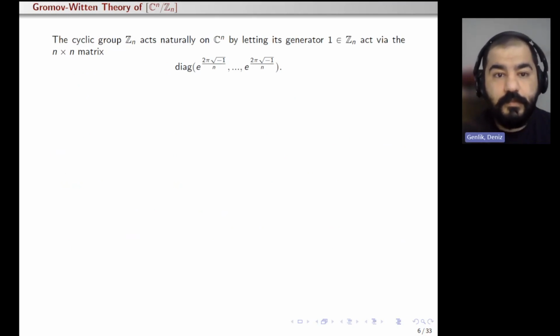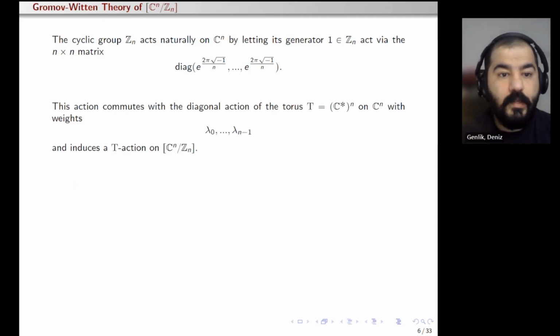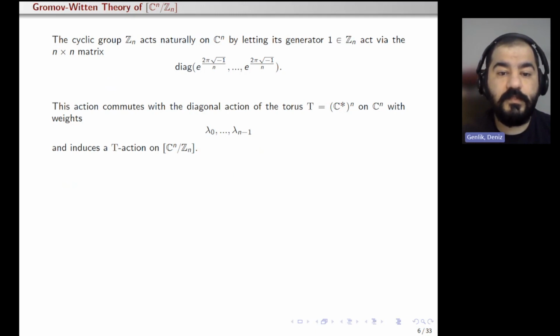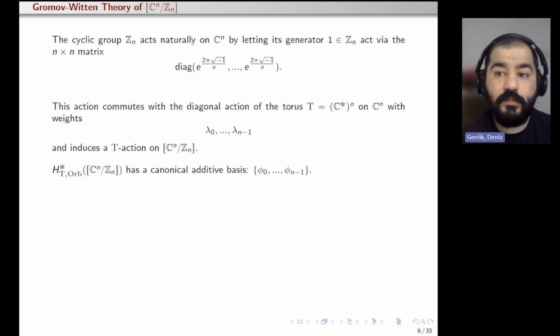So let me talk about our setup, and let's move on. Z_n acts on C^n with this 1-1-...-1 action. So basically, rotating each coordinate by the same amount and gluing those points. This action commutes with the diagonal action of the torus with these weights and induces an action on the quotient. This way we see that C^n mod Z_n is a toric Deligne-Mumford stack, and the main object that we are working with is the Gromov-Witten potential, which is a generating function for the Gromov-Witten invariants of this target.